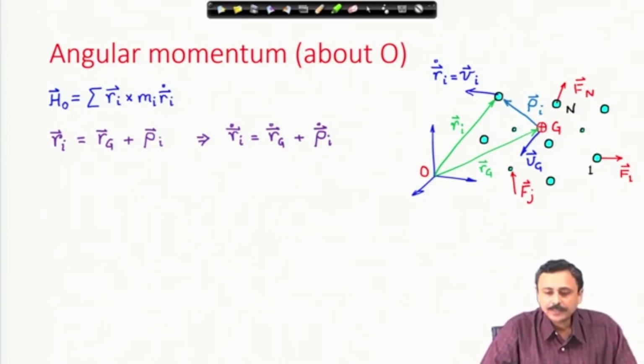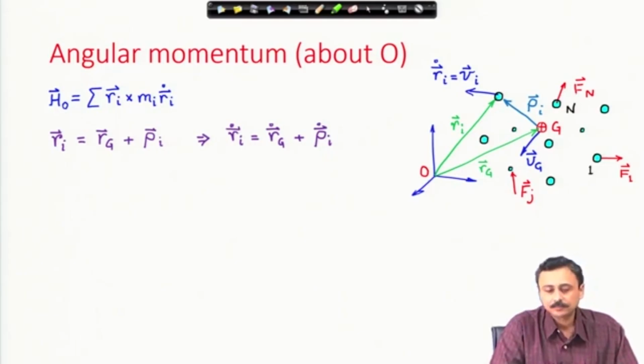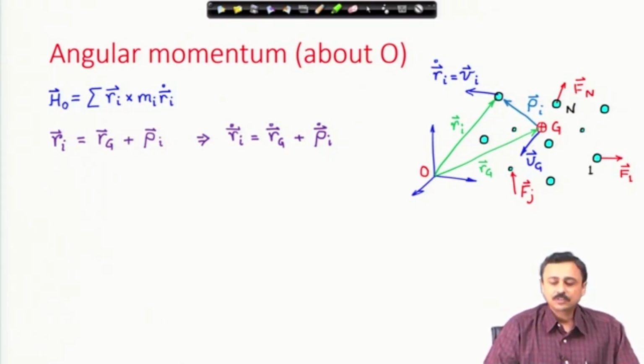Now, we are going to write down this expression of angular momentum, and let us see what it looks like using these vectors. r_i is represented in terms of the position vector of the center of mass and the relative vector rho_i. When I differentiate this, I get the velocity of the ith particle equal to the velocity of the center of mass plus the relative velocity of the ith particle with respect to the center of mass. I substitute back these expressions in the angular momentum relation about O, which is defined in this equation.